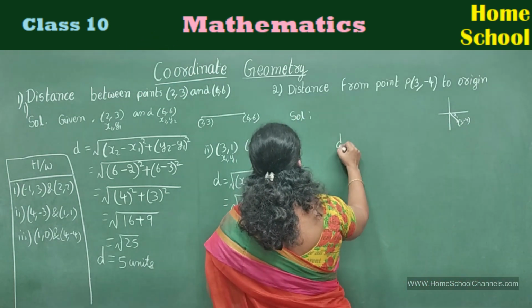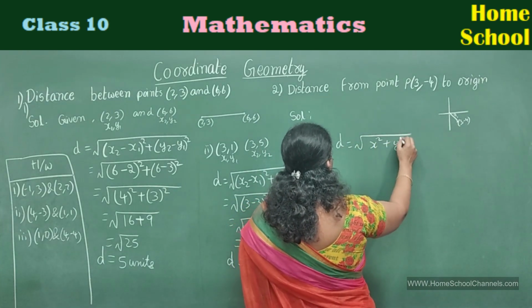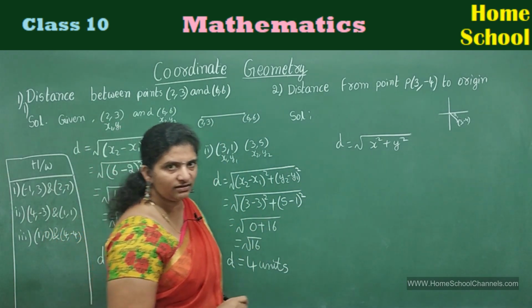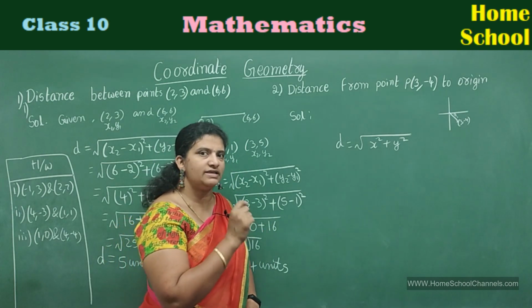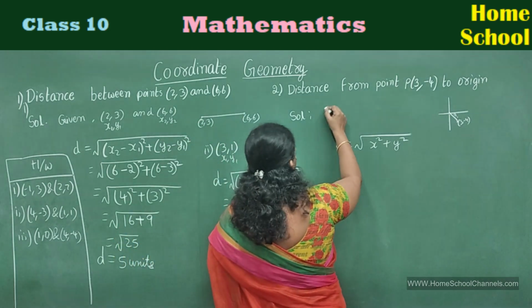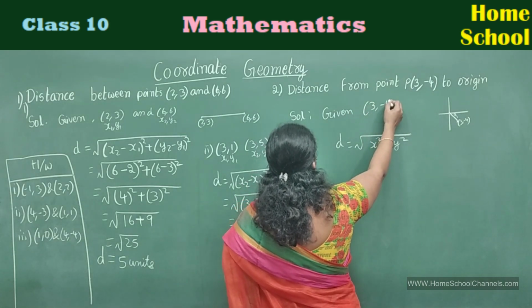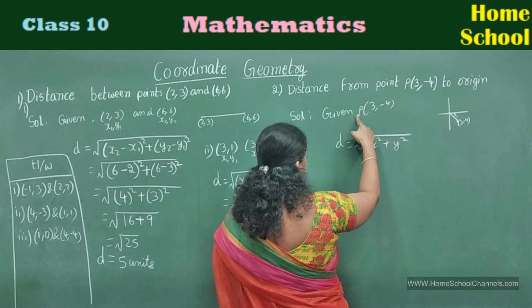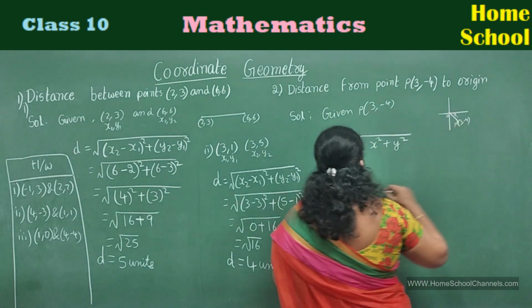If any question asks to find the distance from the origin, we should remember a formula, that is d is equal to square root of x square plus y square. If you want, you can substitute in the earlier formula also; you are going to get the same answer. If you have only one coordinate, directly you mark that coordinate as x, y and substitute in the formula. Solution. Given coordinate (3, minus 4). The point is given by the letter P, and this is P and this is O, the origin.